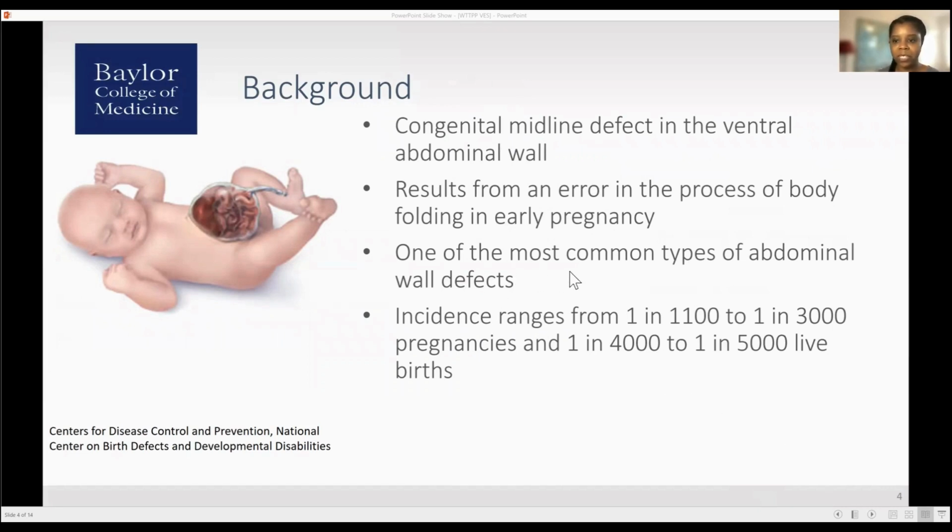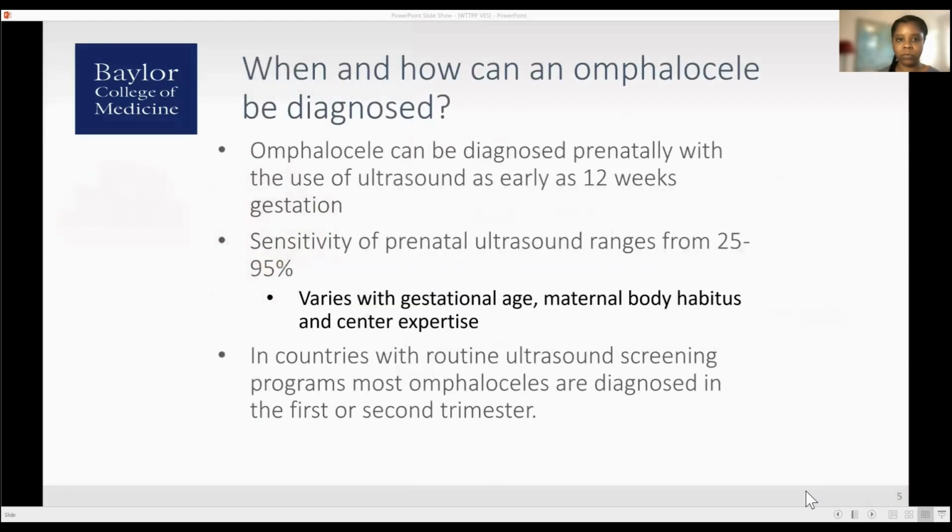It is one of the most common types of abdominal wall defects. The incidence ranges from 1 in 1,100 to 1 in 3,000 pregnancies. And the incidence in live births goes down a bit, secondary to some pregnancy loss, and is 1 in 4,000 to 1 in 5,000 live births.